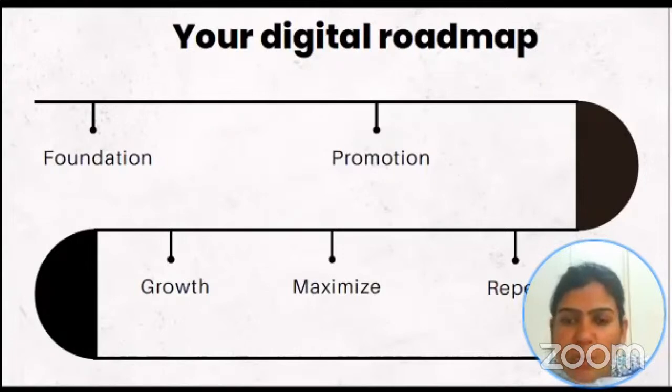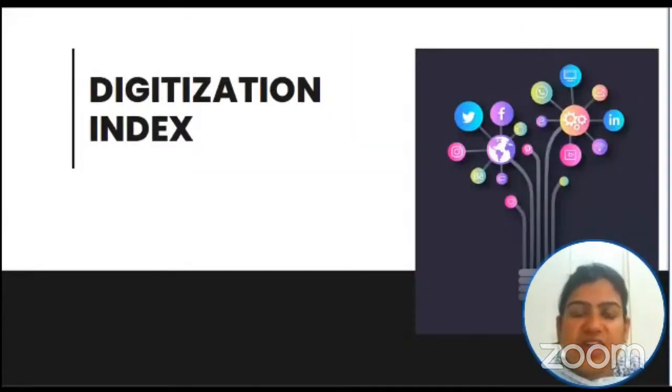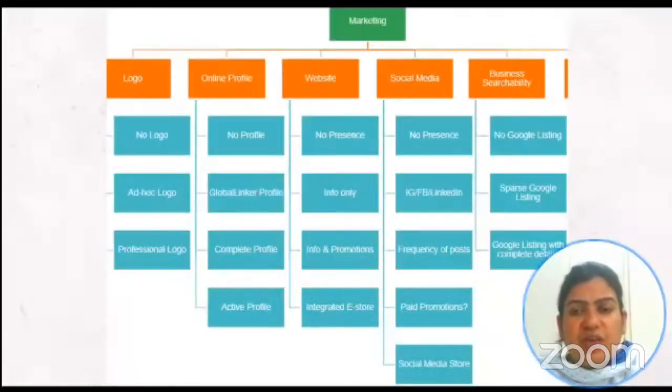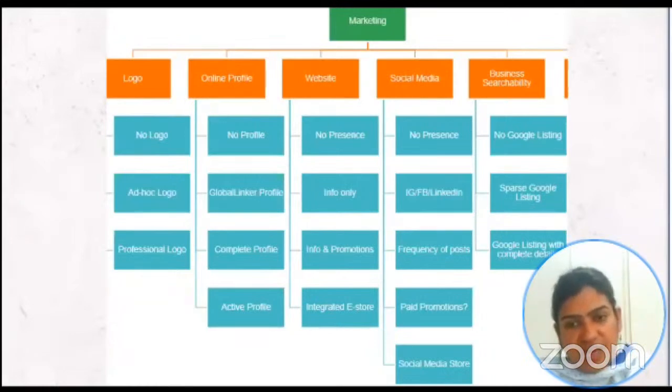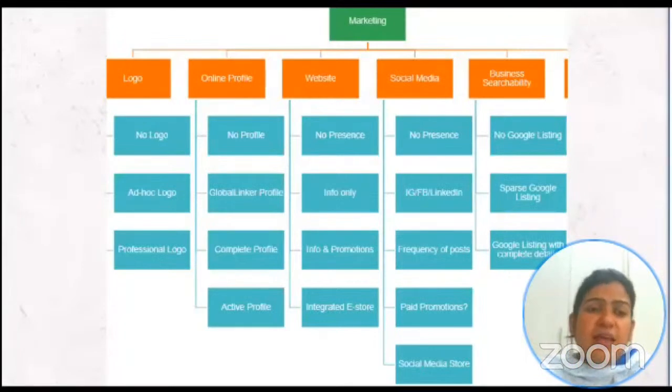Okay, so now moving quickly forward, let's go to a digitization index, which I've tried to factor out the various stages at which you as a business owner can possibly be. Be it any kind of function, whether it's marketing, sales, logistics, each of it has its own area of digitization. So let's say in marketing, you don't have a logo. Then you will progress to creating maybe a temporary ad hoc logo. And then you realize that, okay, this is not good enough. Let me have a professional logo. So I'm just trying to tell you how you need to keep moving the goalpost, because the digital journey is endless. It's very vast. It can be intimidating.